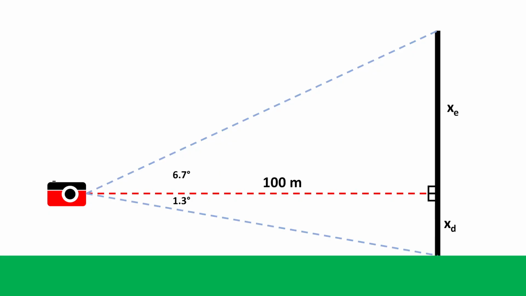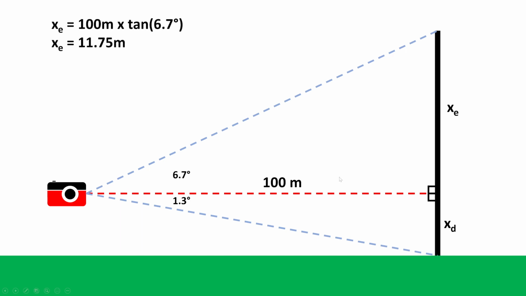So let's put that into an orthographic view and see if we can't use those angles to work out the height of the goalposts. Obviously that's my phone camera on the left, and I'm looking up at 6.7 degrees to the top of the goalpost and looking down at 1.3 degrees to the base. And what I've done here is make two right angled triangles, and we can use some trigonometry to solve the two unknowns on the right, XE for elevation and XD for depression.